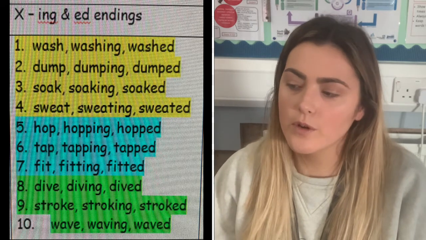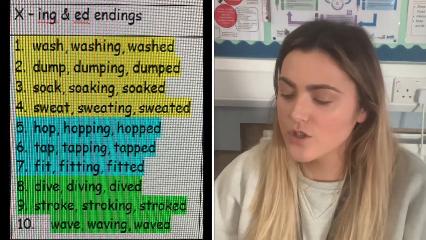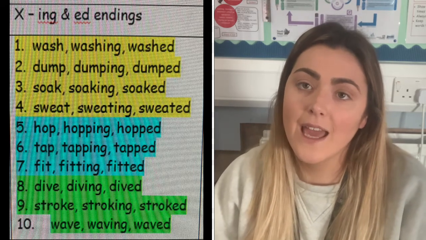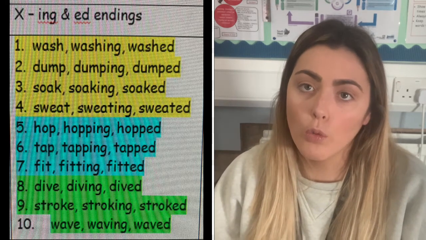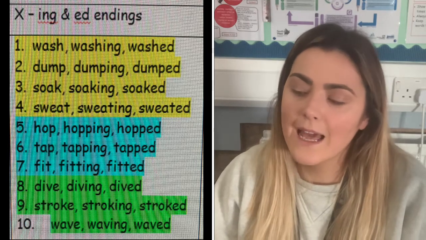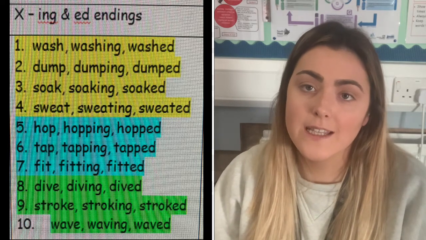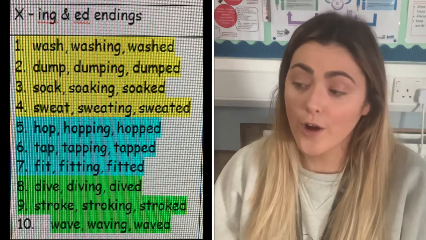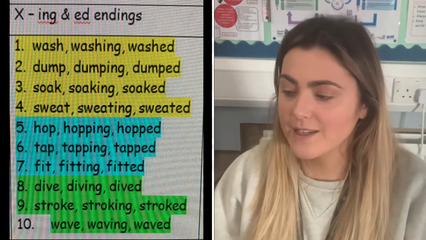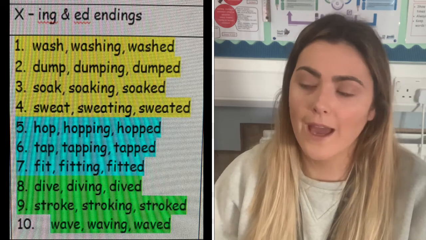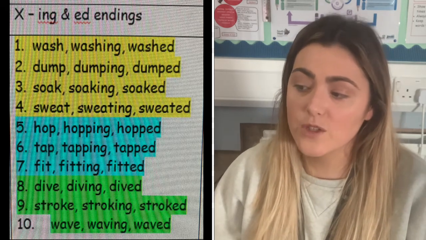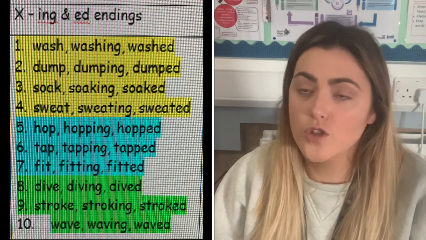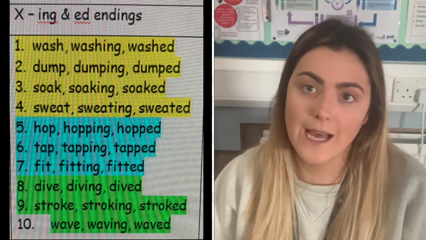So the first one we're going to look at is when a word ends in two consonants, which consonants are any letter that isn't A, E, I, O or U. So if it's got two consonants at the end, then we do this one. Or if it's got two vowels before the last letter. So for example, soak. Okay, so if it was ending in two consonants, we could use wash as an example, or we could use soak because it's got two vowels before the last letter.